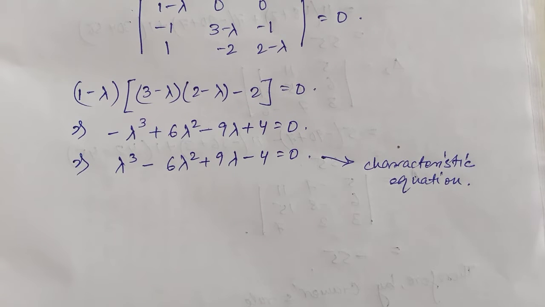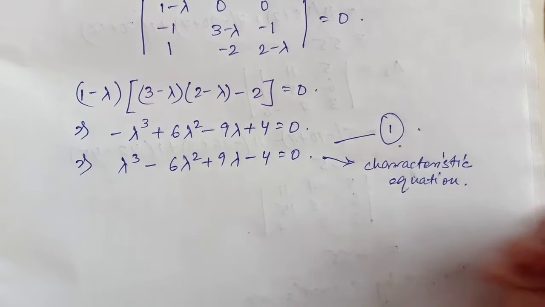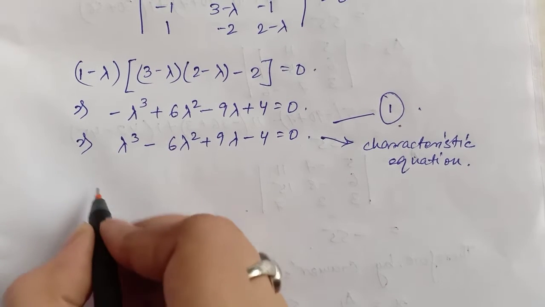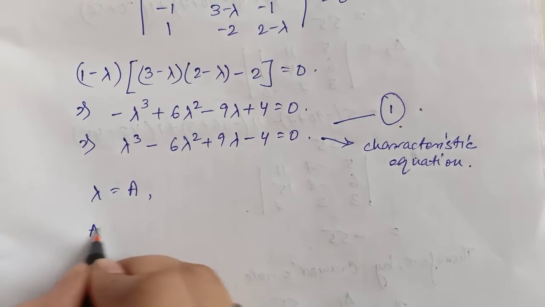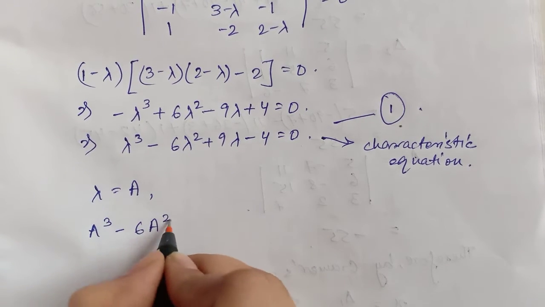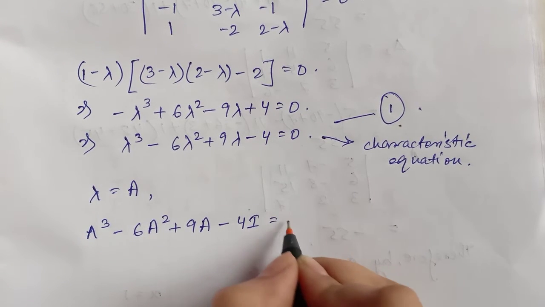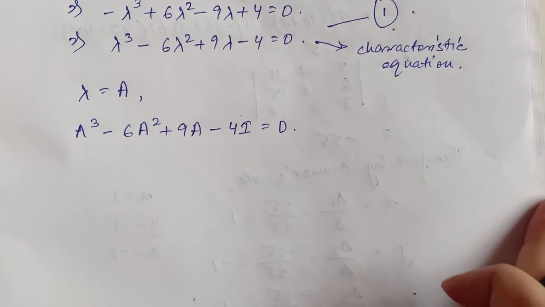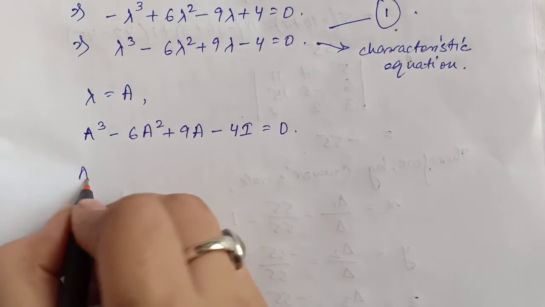Now for Cayley-Hamilton theorem, the matrix A must satisfy this equation, which is equation number 1. So we are going to put lambda equals A. Then we get A cube minus 6A square plus 9A minus 4I, where I is the unit matrix. Now we need to find A cube. For that, first we will find A square.